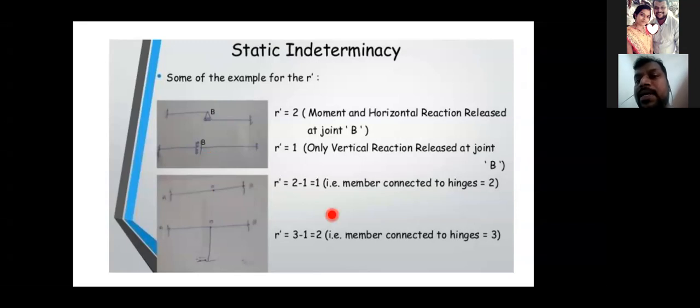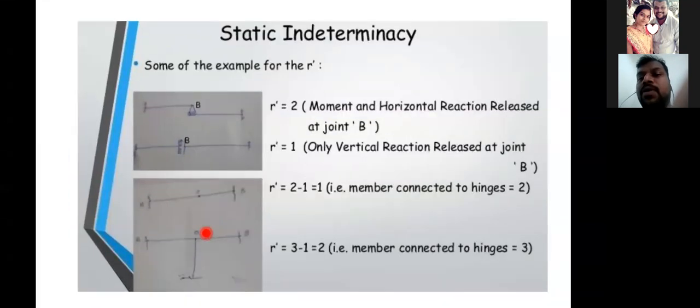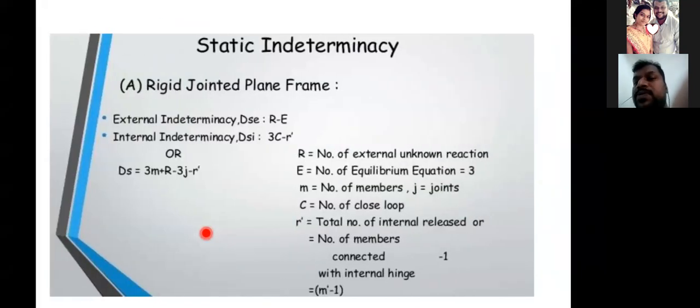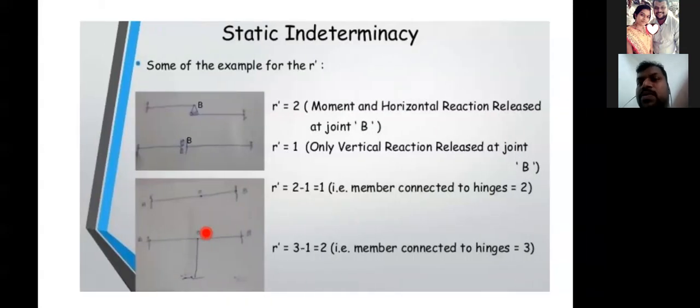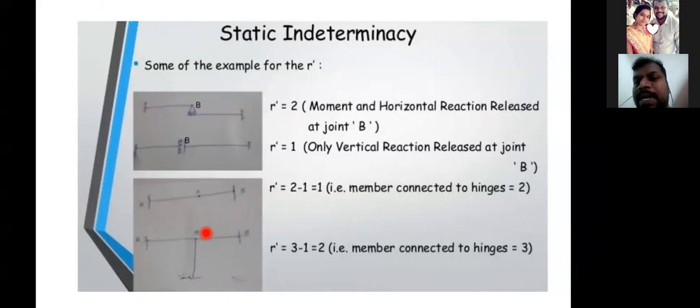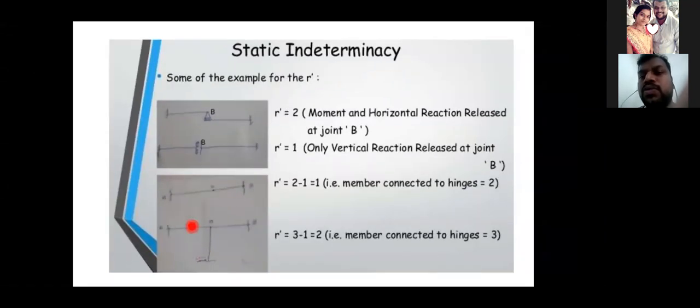Now look here. Three members are connected. The formula is m dash minus 1, where m dash is the number of members connected: 1, 2, 3, total 3. So 3 minus 1 is 2. So the R dash value is 2. Now similarly here, we have an internal hinge. The number of members connected is 2, so 2 minus 1 is 1.